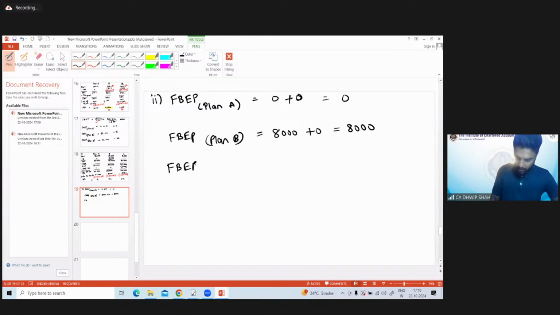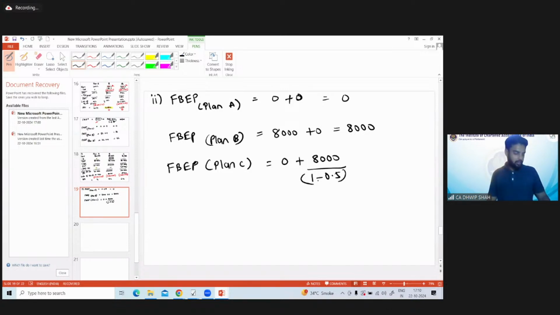Financial break-even point for plan C. In plan C there is no interest, but preference dividend is 8,000, and we need to divide it by 1 minus T. What did you get? 8,000 divided by 0.5, which comes to 16,000. Okay? So this is the answer of financial break-even point through the formula. That was the formula. Correct, 16,000. Now let's calculate financial break-even point by reverse engineering. We will start from EPS 0 and reach EBIT for each of the plans.